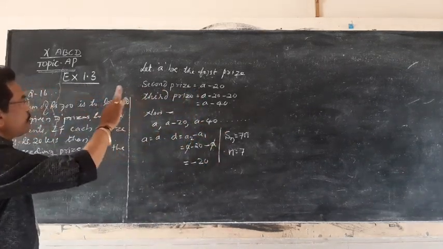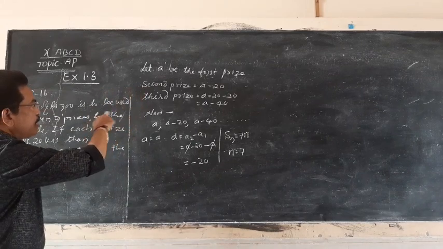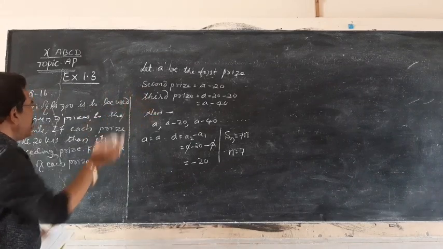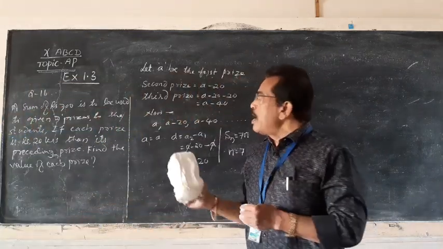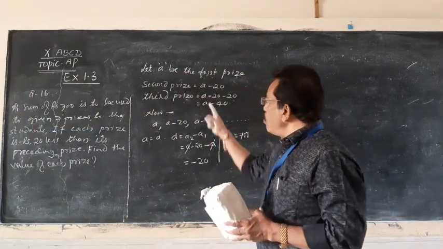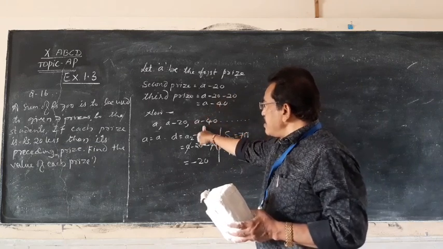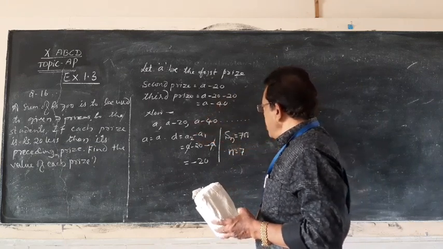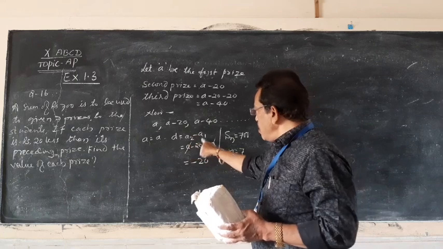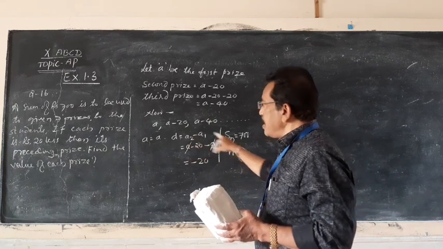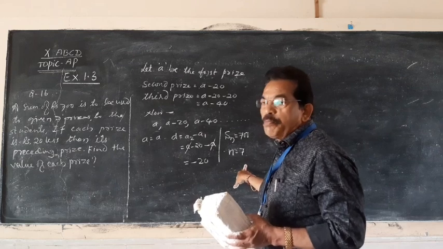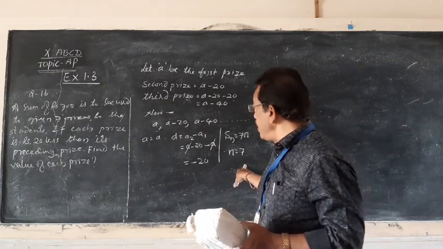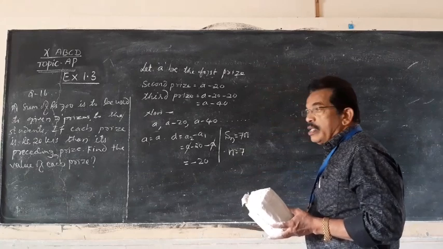Let A be the first prize, the second prize will be A minus 20, the third prize will be A minus 40, according to the statement they have given. So I have formulated it like this. These are the AP terms: a equals A, d equals minus 20, Sn according to the problem is 700. 7 prizes have to be distributed, so n equals 7.